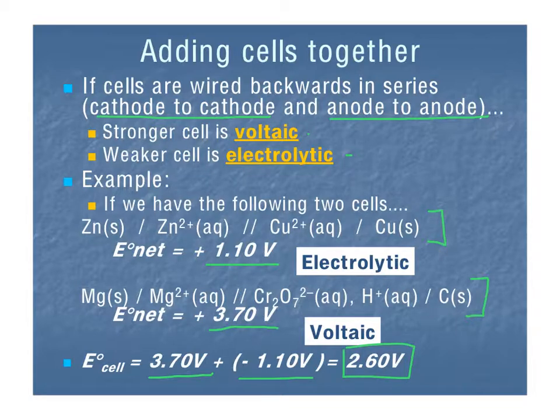As an electrolytic cell, the mass of the copper electrode would actually increase over time due to the reduction of copper ions into copper solid at the cathode. Similarly, the mass of the zinc electrode would decrease over time as it's slowly being oxidized to zinc ions.